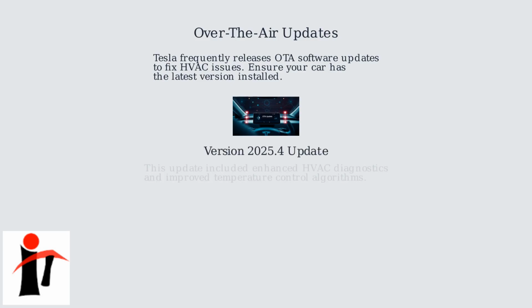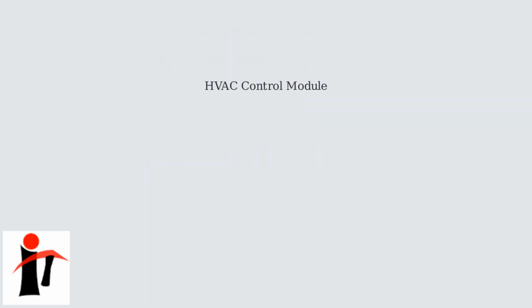Make sure your Model 3 has the latest software, particularly version 2025.4, which included enhanced diagnostics specifically for HVAC systems and better temperature regulation. The HVAC systems control module, highlighted here, is where software updates make the biggest impact, improving diagnostics and overall system reliability.